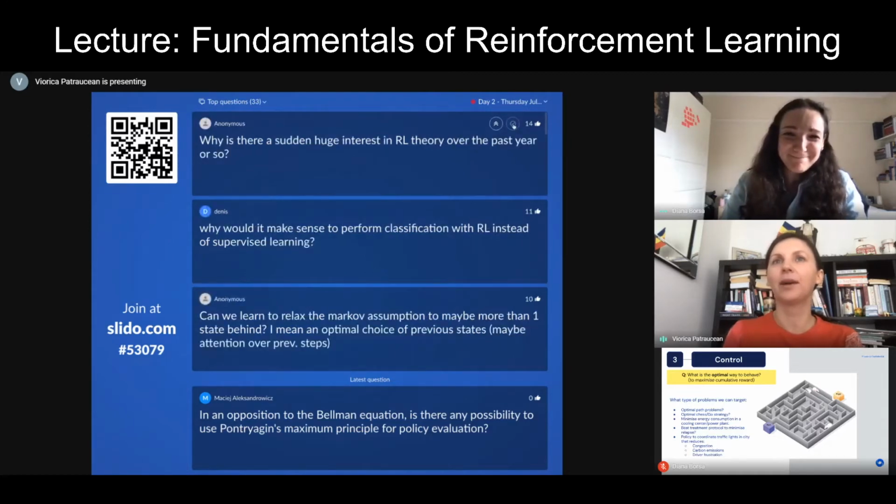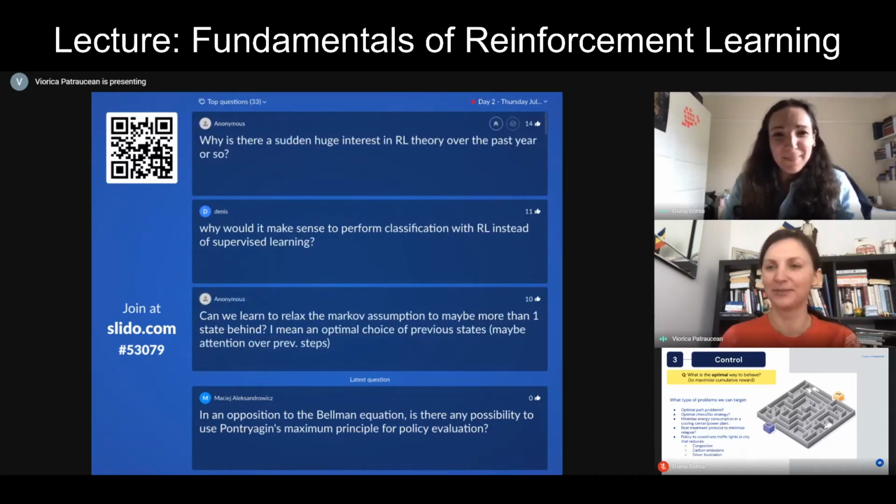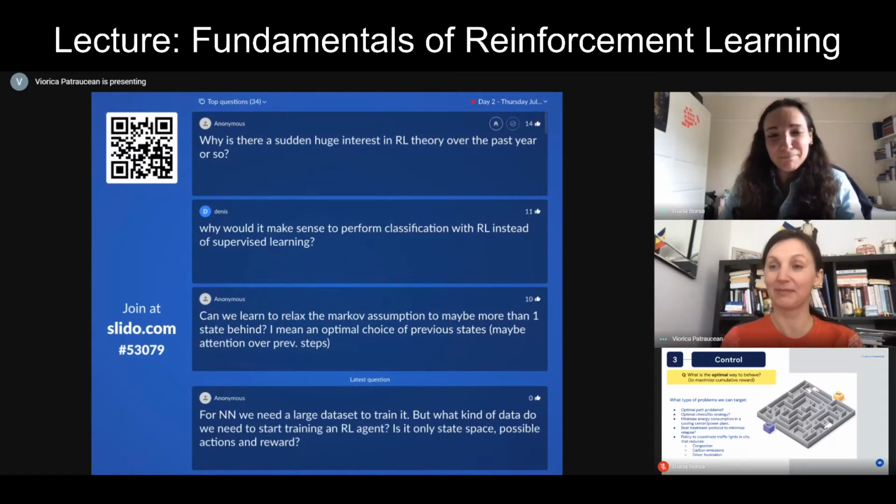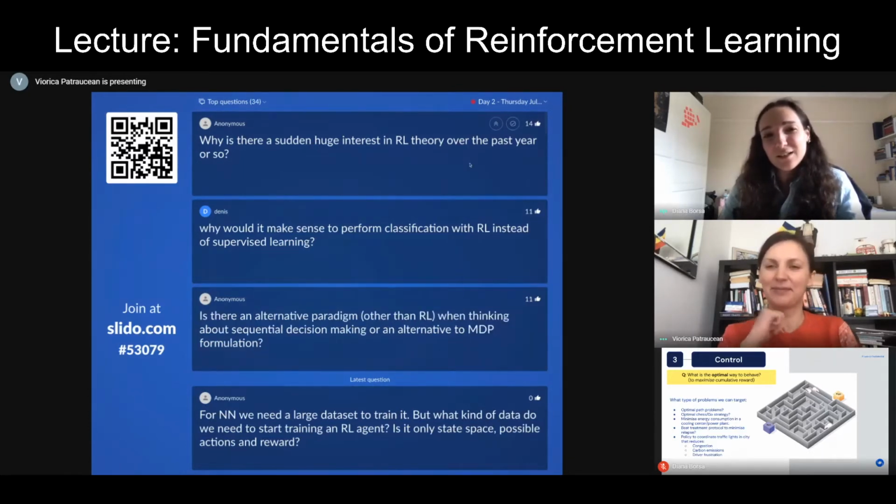Nice. Why is there a sudden huge interest in RL theory over the past year or so? I don't think it's a sudden interest. I think it has dropped actually with respect to previous years. But yes, I think the state-of-the-art methods right now do lack some theoretical justification. You will see that the base algorithms haven't changed in terms of RL. It's TD learning all the way. Most of the advances have been in trying to make this play well with function approximators. Definitely, we haven't pushed that much on that side, unfortunately.